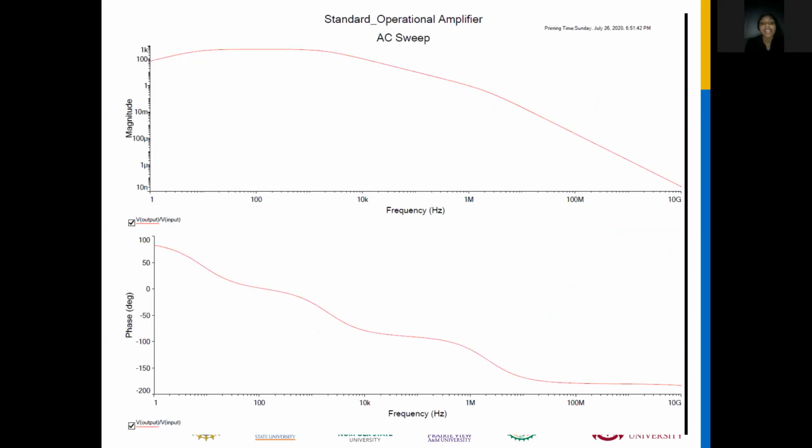Here's the AC sweep for the standard operational amplifier. So we use this one for comparison. This shows the AC sweep, of course. For the top, X is frequency and the Y is magnitude. When the frequency increases, the magnitude increases. For the bottom, X is frequency and Y is the phase. When the frequency increases, the phase decreases.